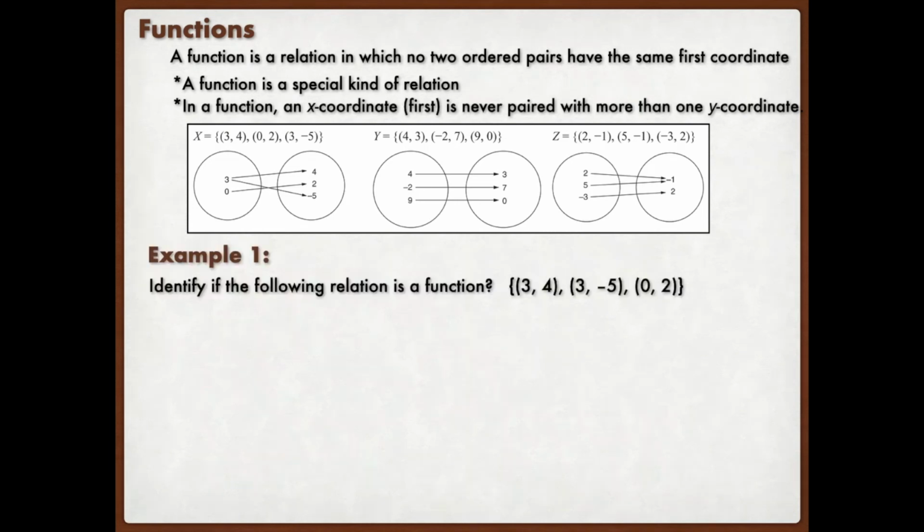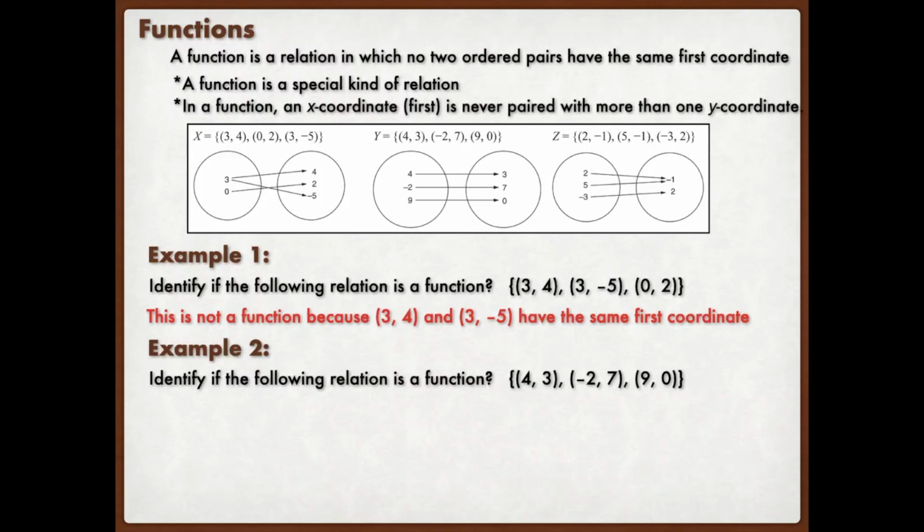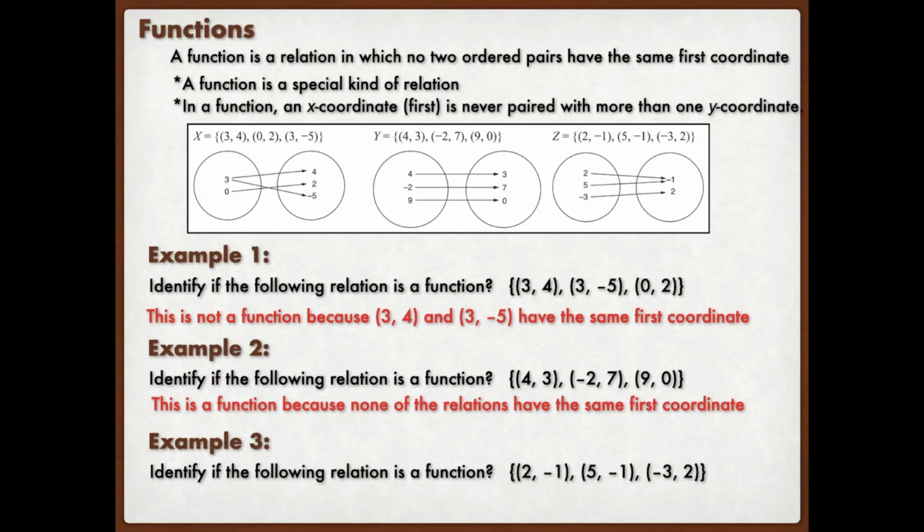Let's try these examples. Let's try example 1. Identify if the following relation is a function. So let's look at the 3 coordinate pairs. (3, 4), (3, -5), and (0, 2). So there are 2 3's with a 4 and -5, so this would not be a function. Let's try example 2. We have (4, 3), (-2, 7), (9, 0). So all the x's, the first numbers, are all different, so yes, this would be a function. Now let's try example 3. We have (2, -1), (5, -1), (-3, 2). So none of the first numbers are repeated with a different number, so this would be a function.